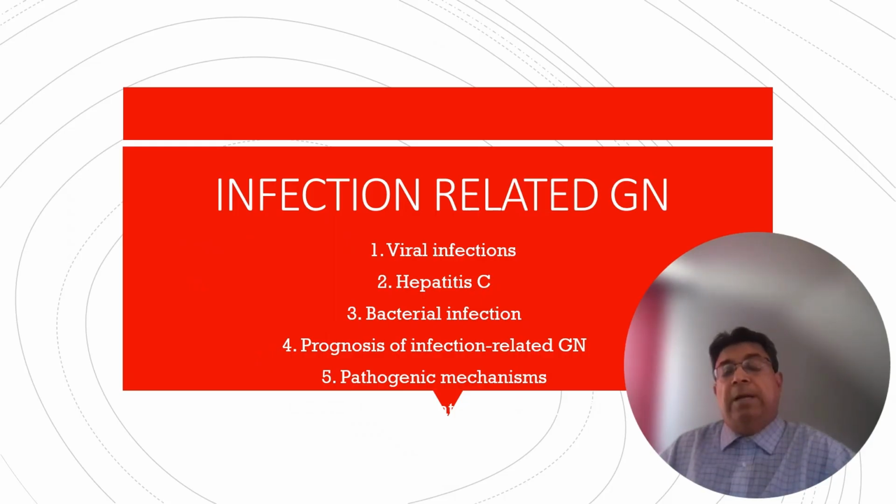Then we will go on to discuss infection-related glomerulonephritis. So we'll talk about viral infections, hepatitis C, and then bacterial infections, prognosis of infection-related glomerulonephritis, and pathogenic mechanisms.